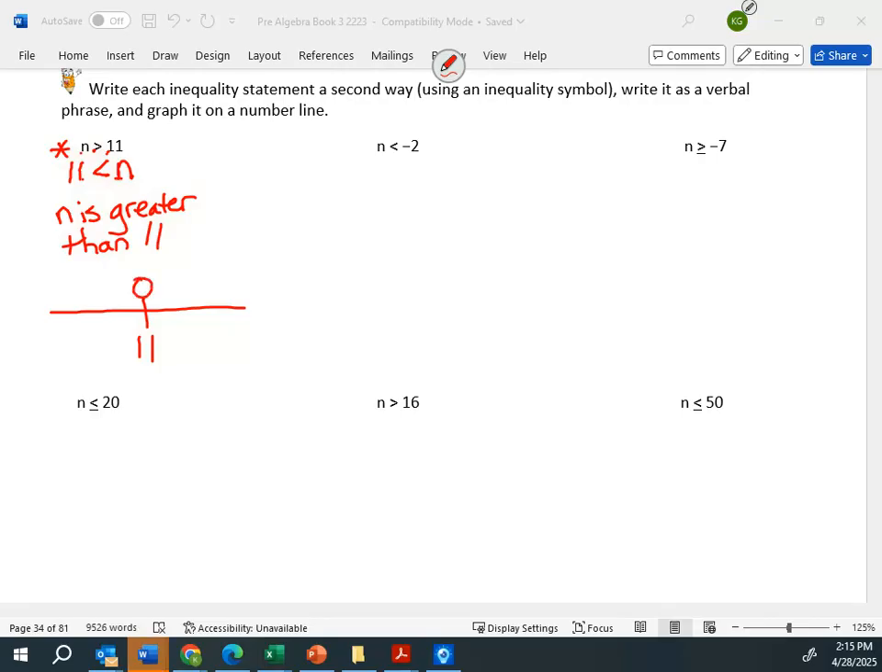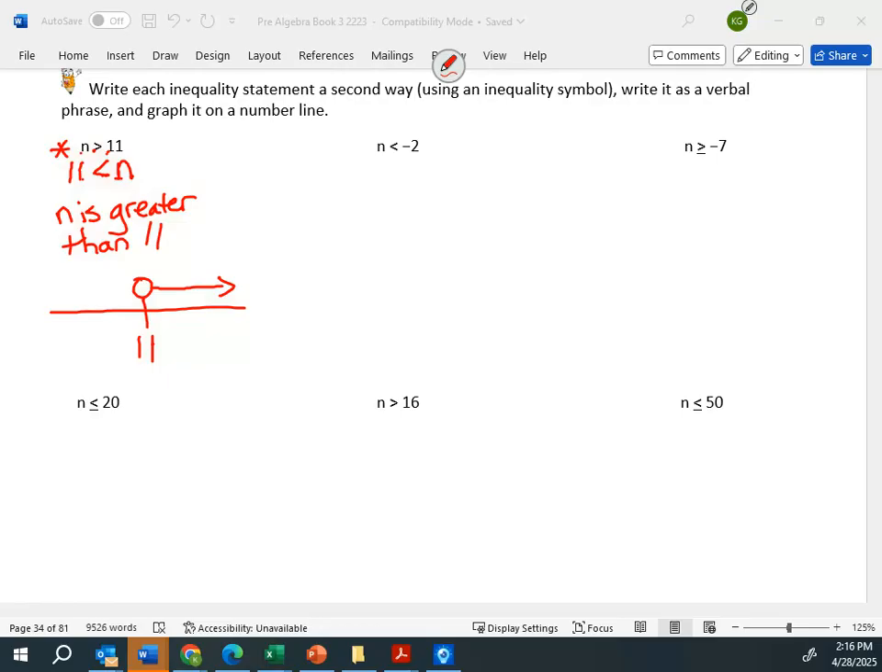Is it going to be open or closed? So remember, if there is no equal sign, it cannot be actually 11, because there's no equal sign under it, so it's going to be an open circle. And then I say n is greater than 11, so all those numbers that are bigger than 11 are to the right. 12, 13, 14, 15. So I put my arrow going to the right.